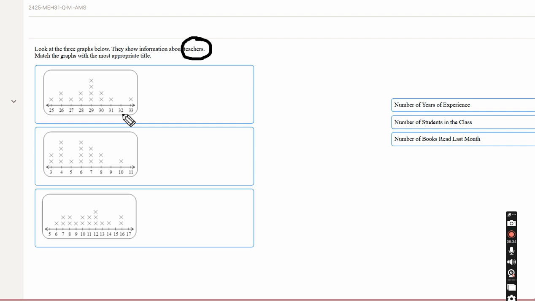So they're giving you information about the teachers and how many students. This can only represent students, because you cannot read this many books. Oh, a person read 26 books, or someone read 27 books in a month, or read 28 books in a month. So that's going to be a bit difficult for them, right? For teachers, because they're teaching as well. So number of students in the class.